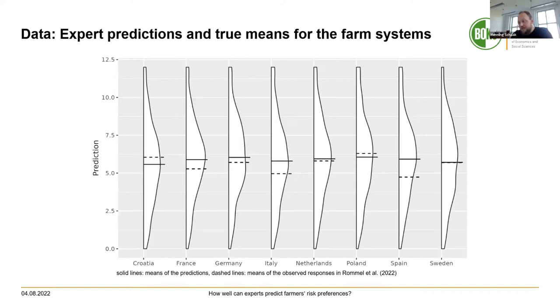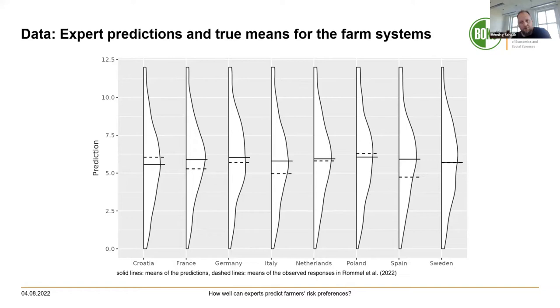The solid lines indicate the means of these predictions, and the dashed lines show the mean values of the farmers' responses in the actual replication study by Rommel et al. And what we see is that there are fewer differences in the predictions than in the actual means between the farming groups. I think the two groups on the right are the most striking ones, where there's a big difference between the average farmers' choices and the average prediction in Spain. But in Sweden, it's remarkably close, actually. So this is just for the distribution of the predictions.